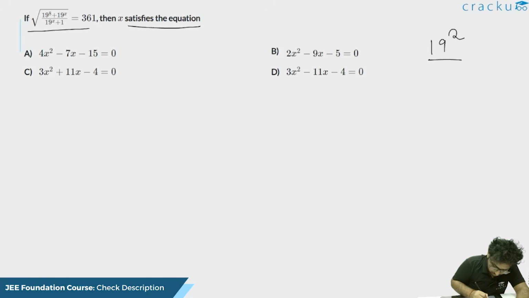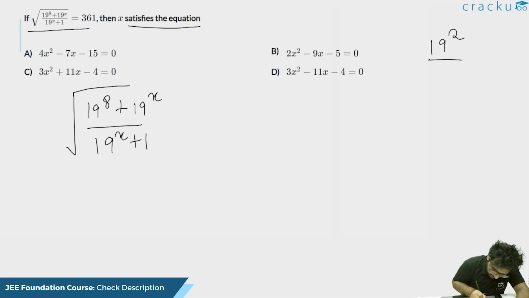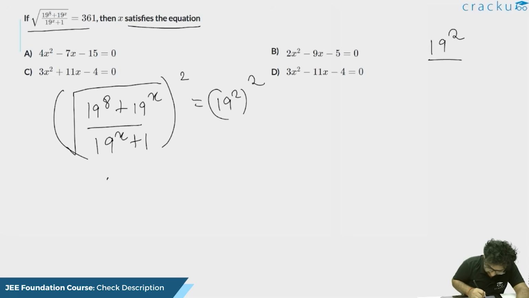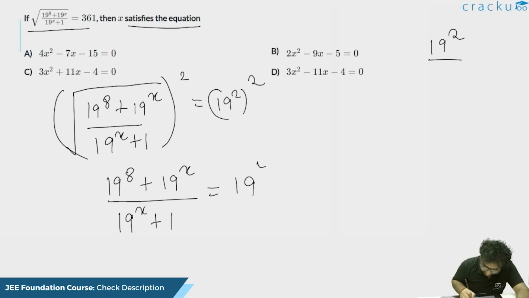So now I will remove the square root first of all. So what we can do? We can square both the sides. The square is equal to 19 squared to the power 2. So this is 19 to the power 8 plus 19 to the power x upon 19 to the power x plus 1 is equal to 19 to the power 4.